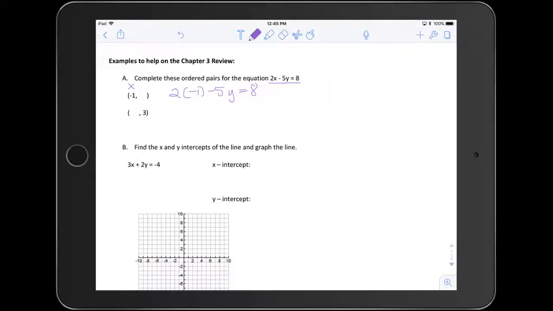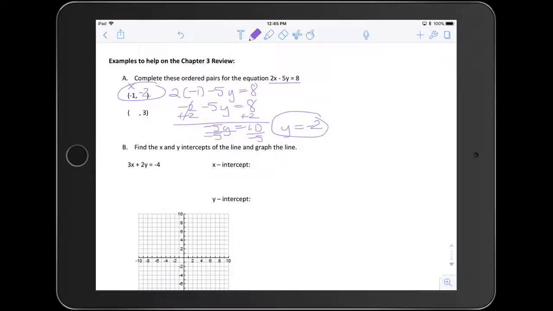So do the multiplication. 2 times -1 is -2, minus 5y equals 8. We want to solve this for y, so add 2 to both sides, leaving you with -5y equals 10. Divide by -5, and y appears to be -2. So to complete my ordered pair, when x is -1, y is -2.